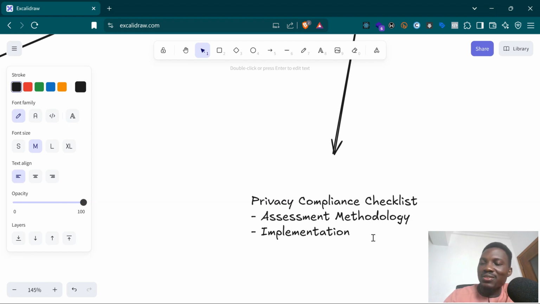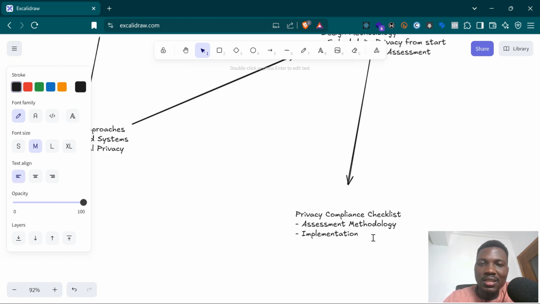And next time, we will look at building responsible AI systems. So, what do you need to do to build a responsible artificial intelligence? And that's pretty much what we'll be looking at in the next lesson.